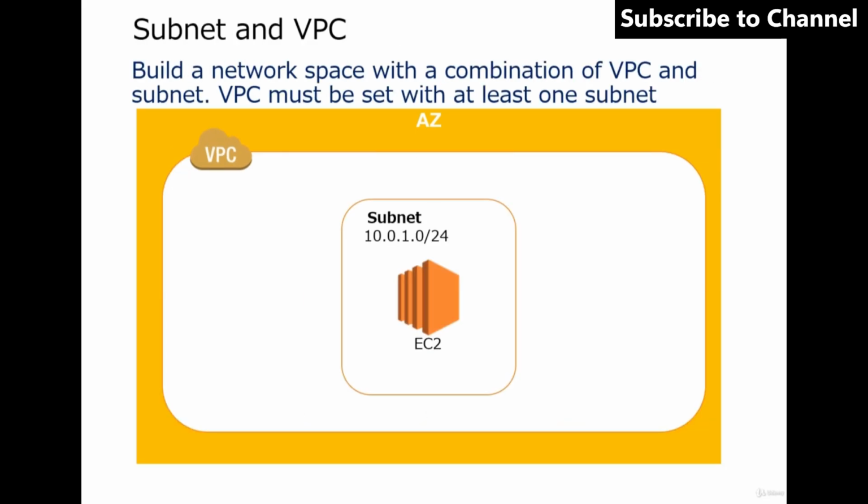We will divide the network area of the VPC using a mechanism called subnets. VPC is required to have at least one subnet. You can create multiple subnets and divide VPC into arbitrary subnets.